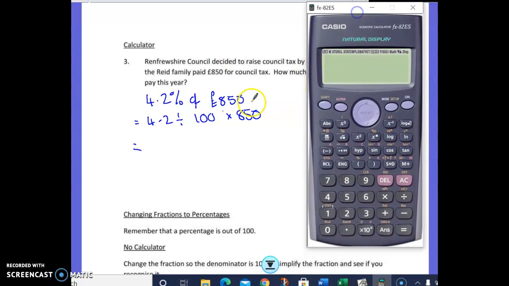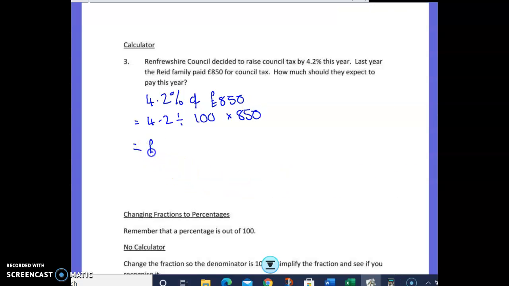What you can also do, if you prefer, is change your 4.2% straight into a decimal. That's the same thing. When you take a percentage and divide it by 100, that is you changing it into a decimal. That would give you 0.042 times 850 is £35.70. That doesn't mean they now pay £35.70. That means they pay £35.70 extra.